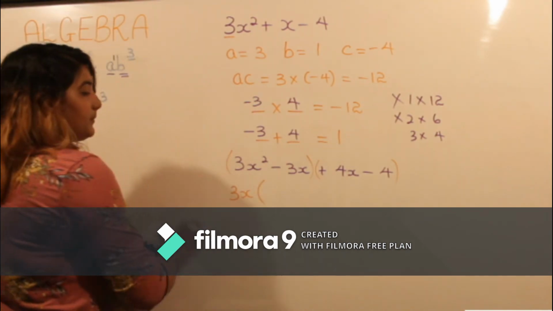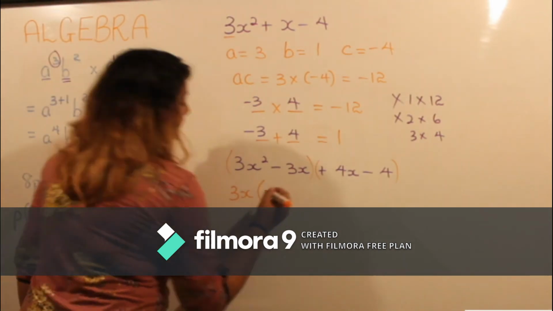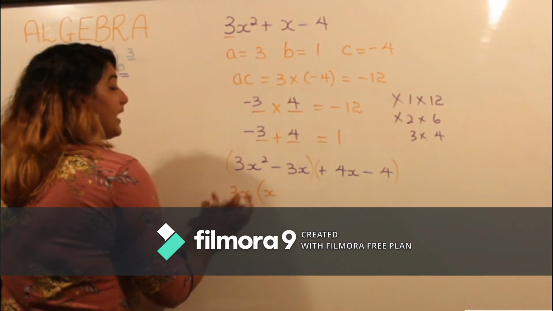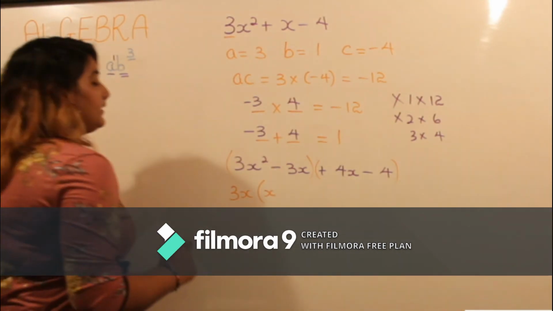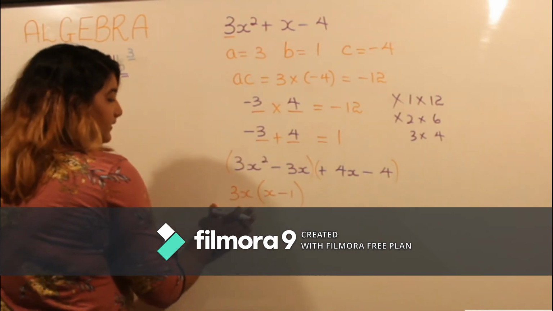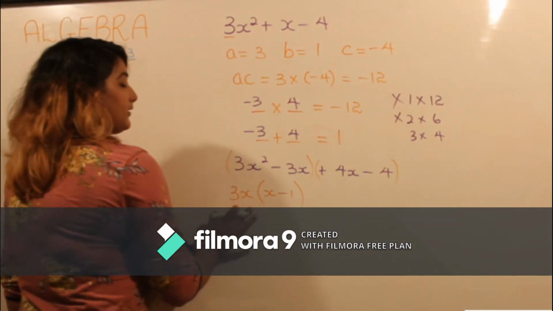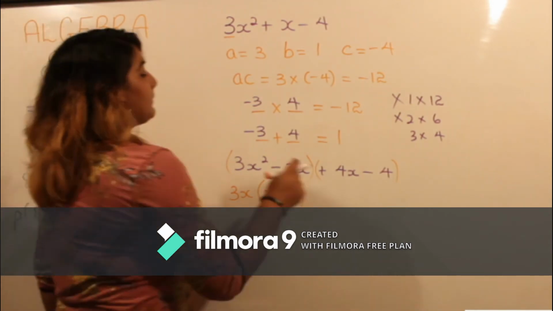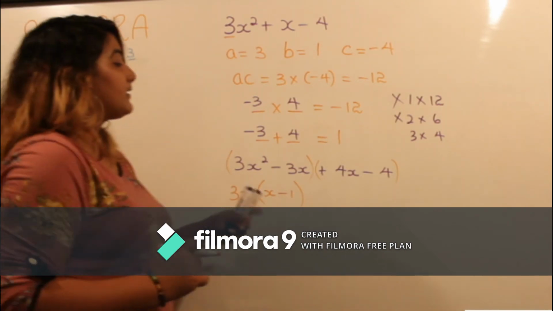Now 3x by something is going to give me back 3x squared. If I multiply 3x by x, I'll get back 3x squared. Now what am I going to multiply 3x by so that I get minus 3x? And the answer here is minus 1. Because if I multiply 3x by 1, I'll get the 3x. However, this is negative, so that's why I multiply 3x by negative 1. Let's move along. I'm going to look at this pair of terms now. We have positive 4x minus 4.